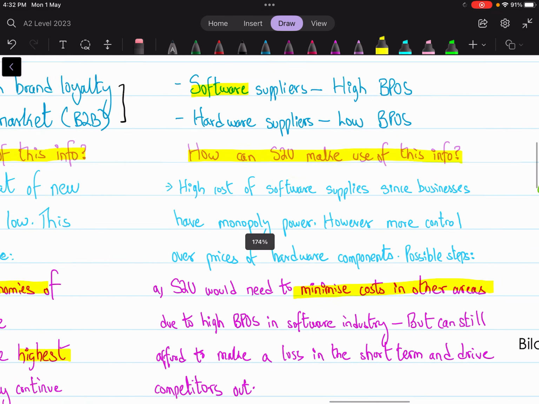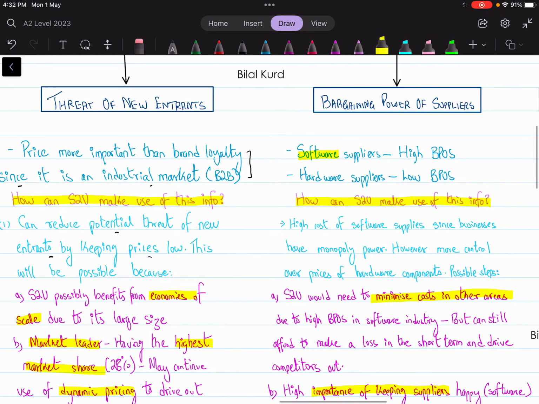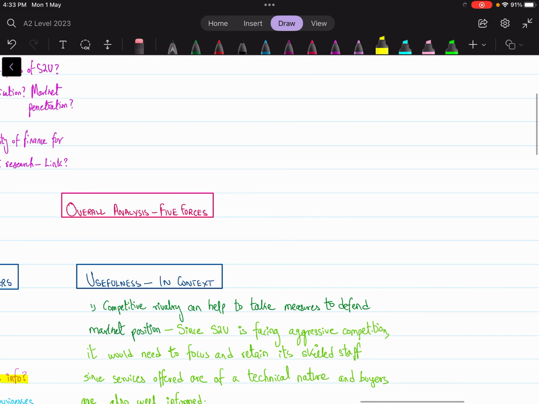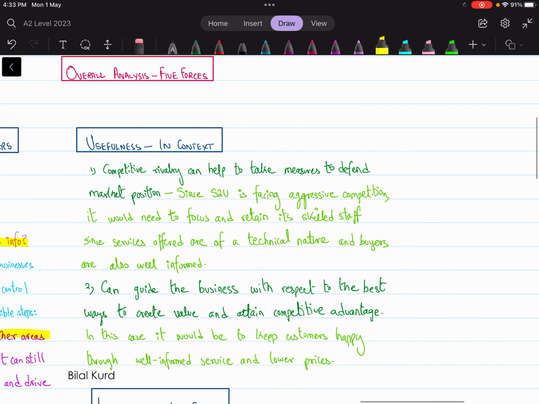So there you go. You have successfully identified, talked in context, analyzed, and even evaluated 2 pieces of information. And if you, let's say for example, have less time, even 1 piece of information may be enough, because then you are going to go for the overall analysis of 5 forces.